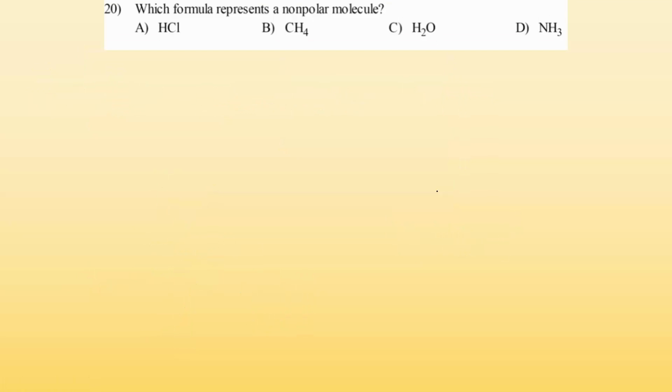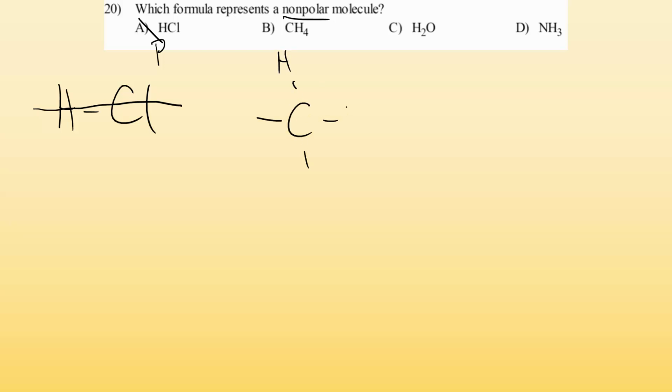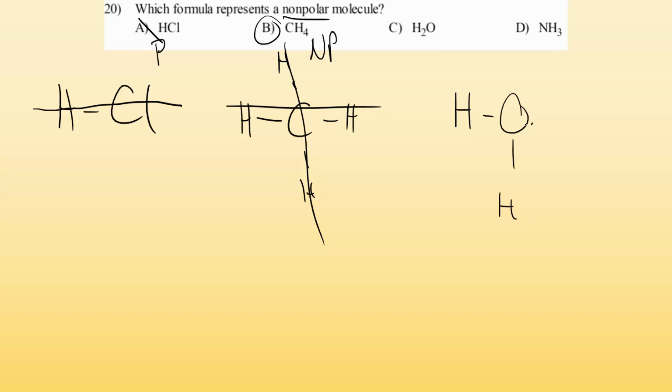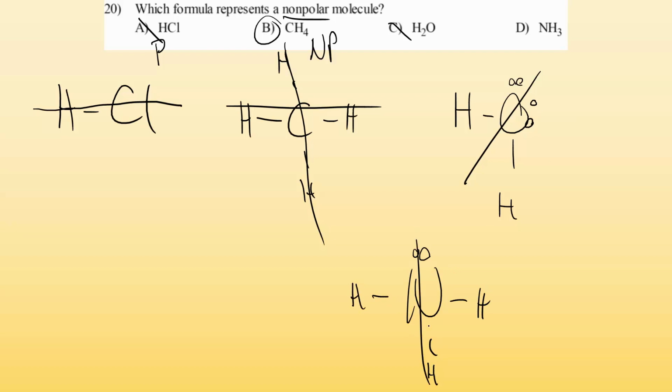20. Which formula represents a nonpolar molecule? Okay, this time they're asking for the opposite. Let's see. HCl only has 1 line of symmetry, so that makes it polar. Not what we're looking for. CH4, we just did in the previous problem. It has many lines of symmetry. There's 1, there's 2. That makes it nonpolar, which is what we're looking for. But let's take a look at the rest of them. H2O has a structure that looks like this, and it's only got 1 line of symmetry, so it's polar. And then NH3, we did already again. It only has 1 line of symmetry, so it is polar. So it's not what we're looking for.